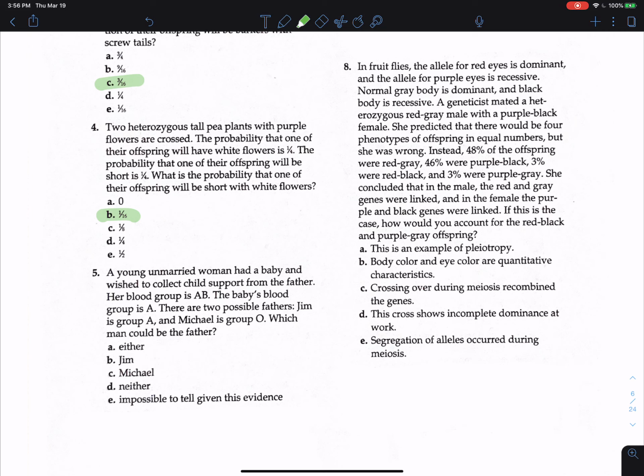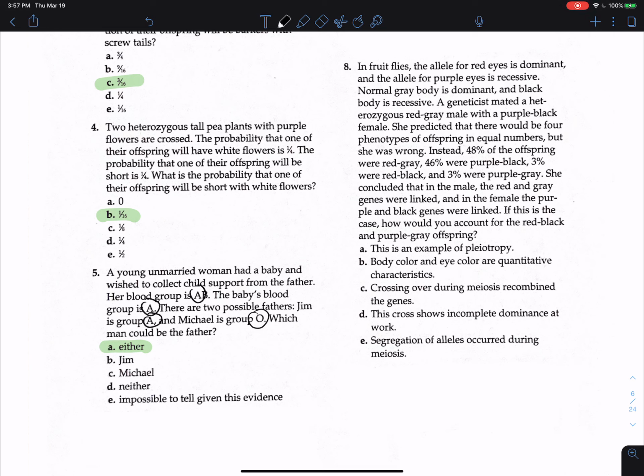Okay, so the baby has type A blood. The mom has AB. One of the possible fathers has type A blood. The other has type O. Either one could be the father based on the evidence we have here. Reason being, this A that the baby has for blood type could come from the mom or could come from the dad, and Michael being O would not actually contribute anything to the kid's type A blood group. But it still could be there because there is no antigen or antibody markers in type O blood.